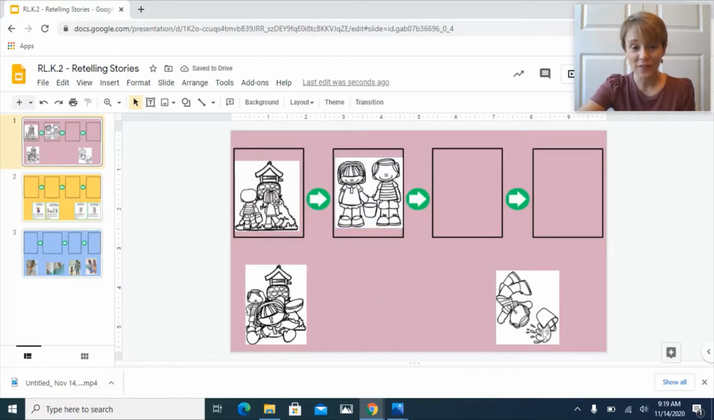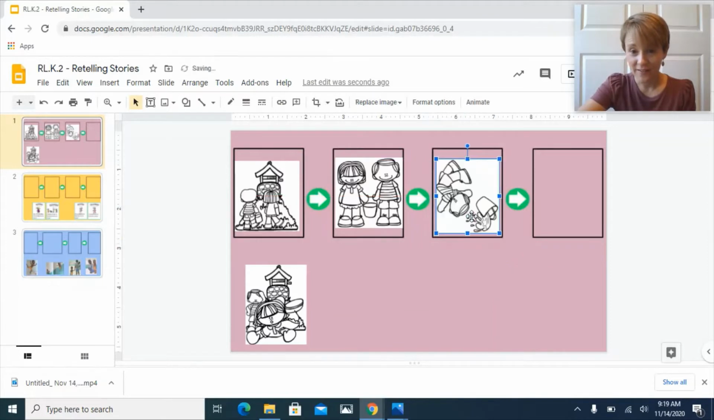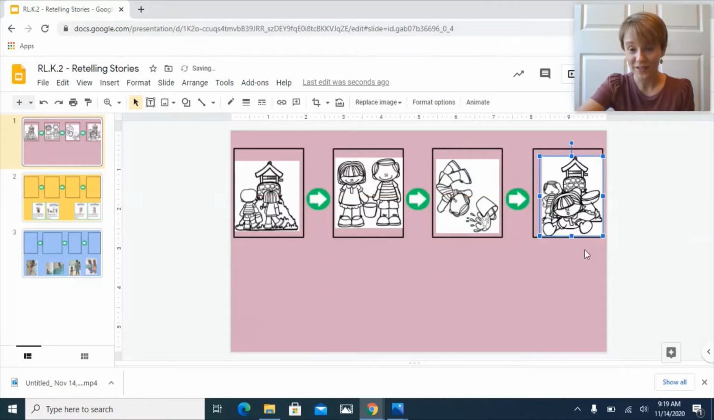Jack and Jill went up the hill. They fetched the pail of water. Jack fell down. Here he is. And at the end of the nursery rhyme, Jill came tumbling after. That's a really easy way to retell the nursery rhyme of Jack and Jill. I just put the pictures in order from the beginning to the middle and finally to the end.